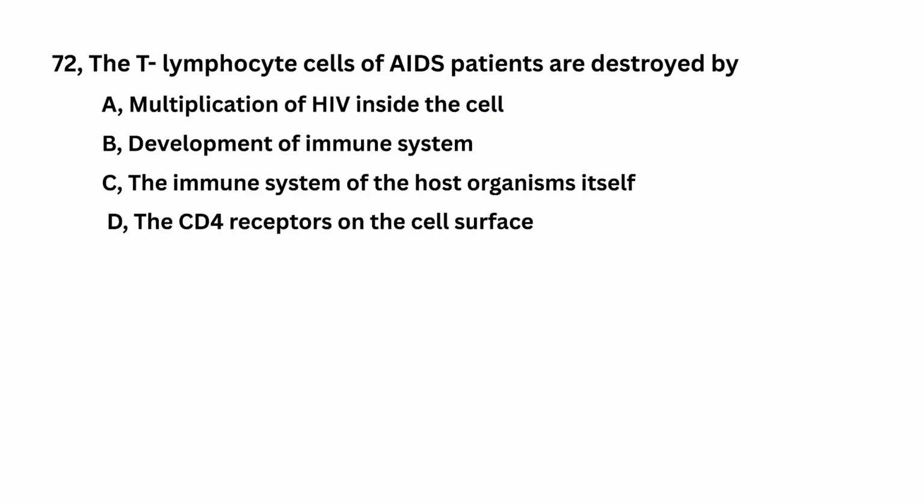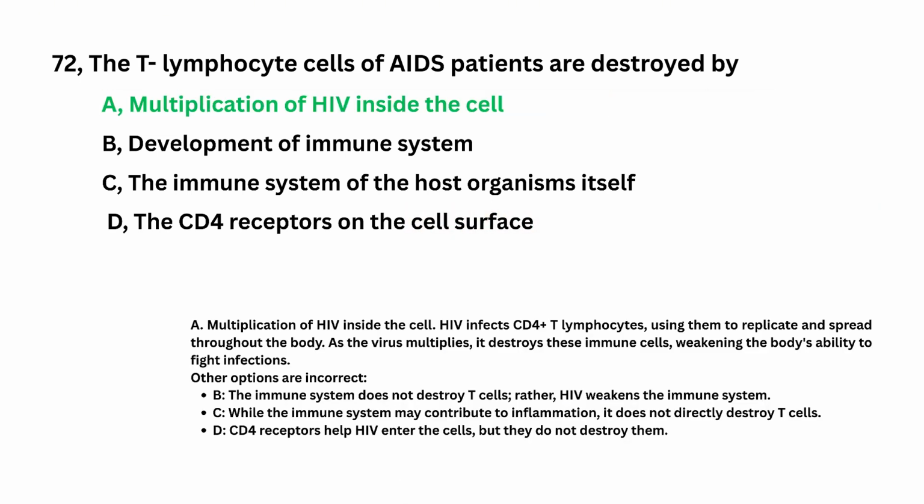The T lymphocyte cells of AIDS patients are destroyed by multiplication of HIV inside the cell, development of immune system, the immune system of the host organism itself, the CD4 receptors on the cell surface. Multiplication of HIV inside the cell is the answer.